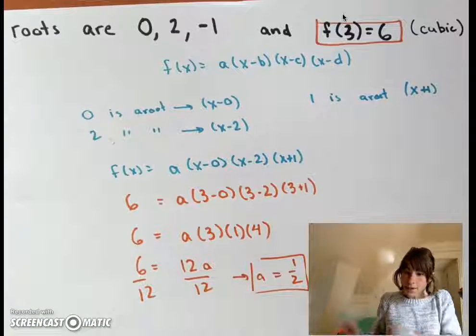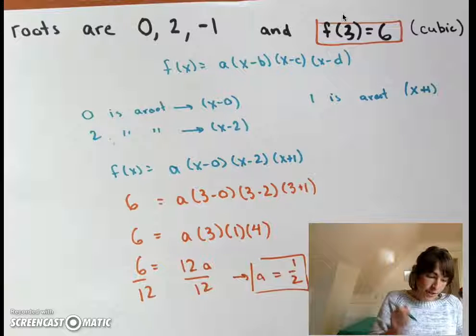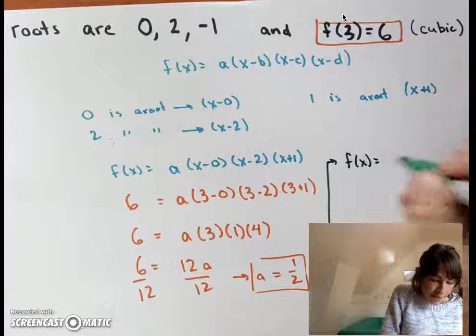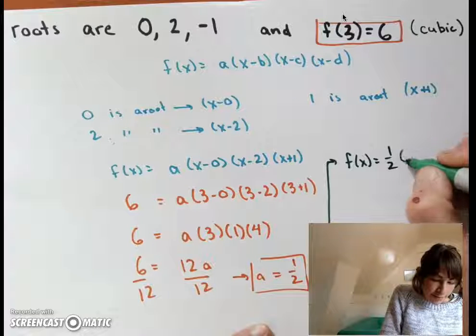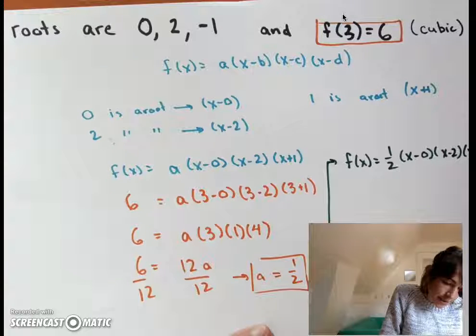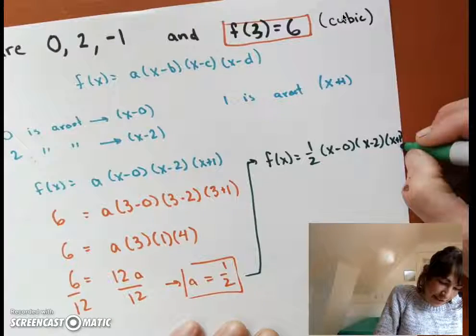So I'm not done. I have to go ahead and plug this back into my equation to get my final answer. So f(x) equals 1/2 times (x minus 0) times (x minus 2) times (x plus 1). Sorry, got a little cut off there.